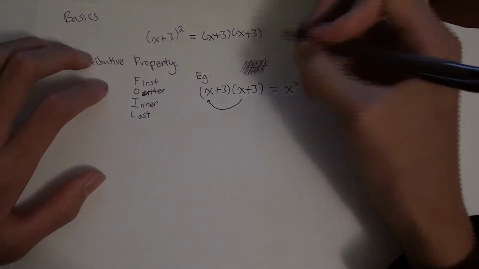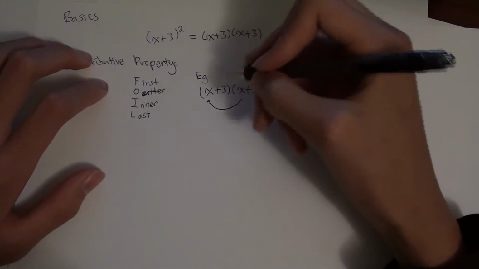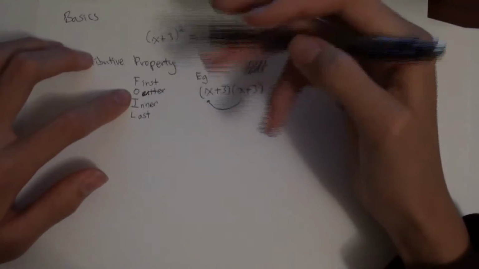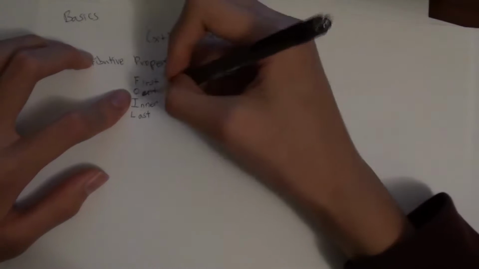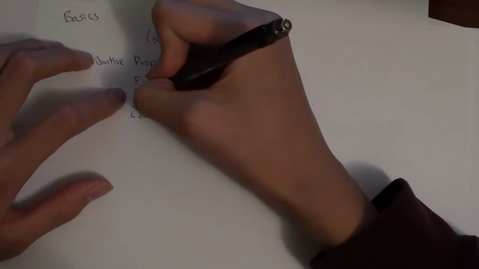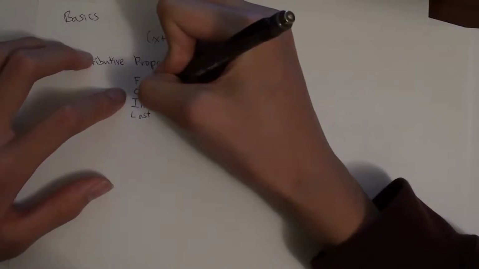Once you get the x squared, you would do the next operation, which is outer. Oops, I added an extra t there. That's really messy. I should probably rewrite that. Outer is supposed to be right here. Cross that out. Outer.